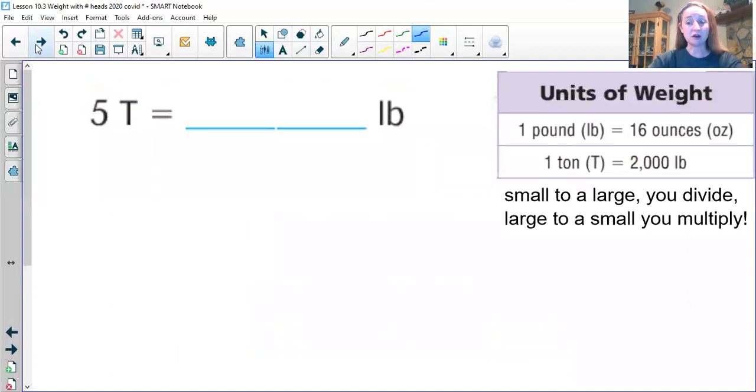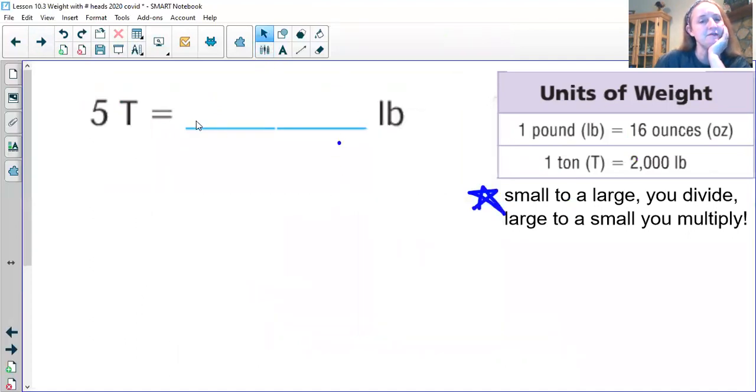All right, so now let's try this one on your own. I have the little guide right here to remind you. If you go from a small to a large, you divide, and from a large to a small, you multiply. So let's check. If I have 5 tons, and I want to know how many pounds that would be, we're going to go from tons to pounds. Is that small to large, or is that large to small? Think carefully. Use this as a guide.